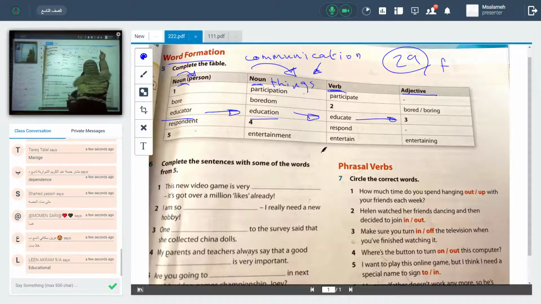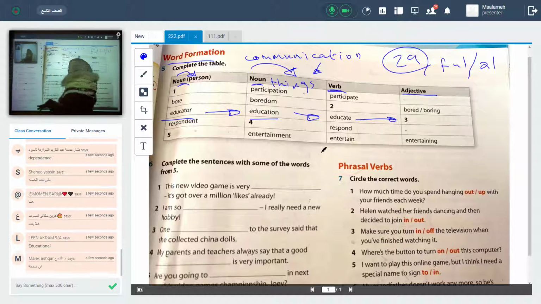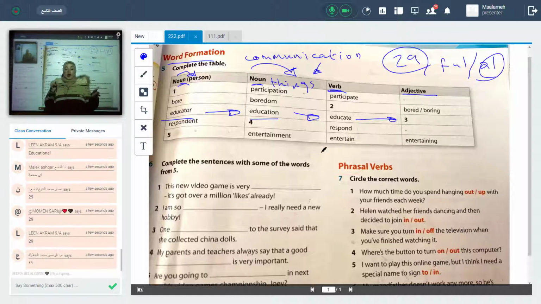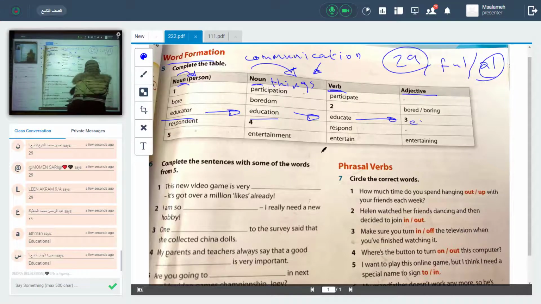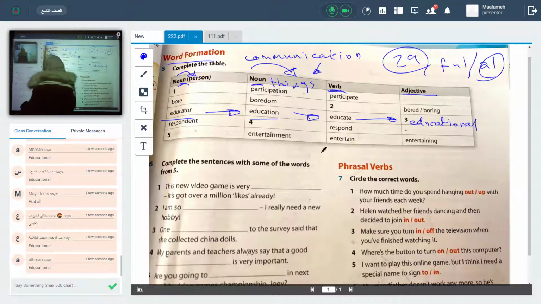Excellent, Leen. Bravo, maybe today you have the best participation, Leen. We have educational. We add AL, as we talked. We add AL to make this word an adjective. What did we add? AL, so educational. Bravo. Thank you.